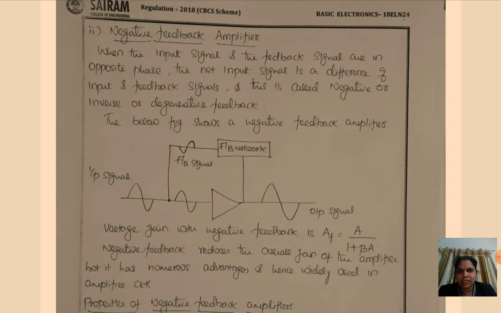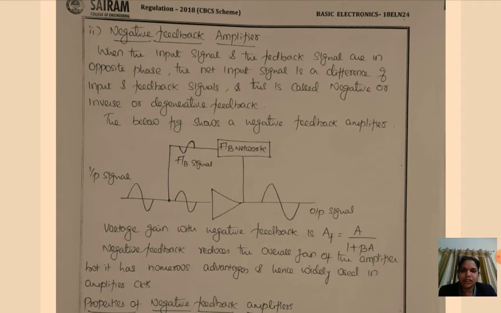If that is the case, the net input signal fed to the amplifier will be the difference between the input and the feedback signal. If this difference input is fed as an input to the amplifier, it produces an amplified output signal at the output terminal. This kind of amplifier we call a negative or inverse or degenerative feedback amplifier.